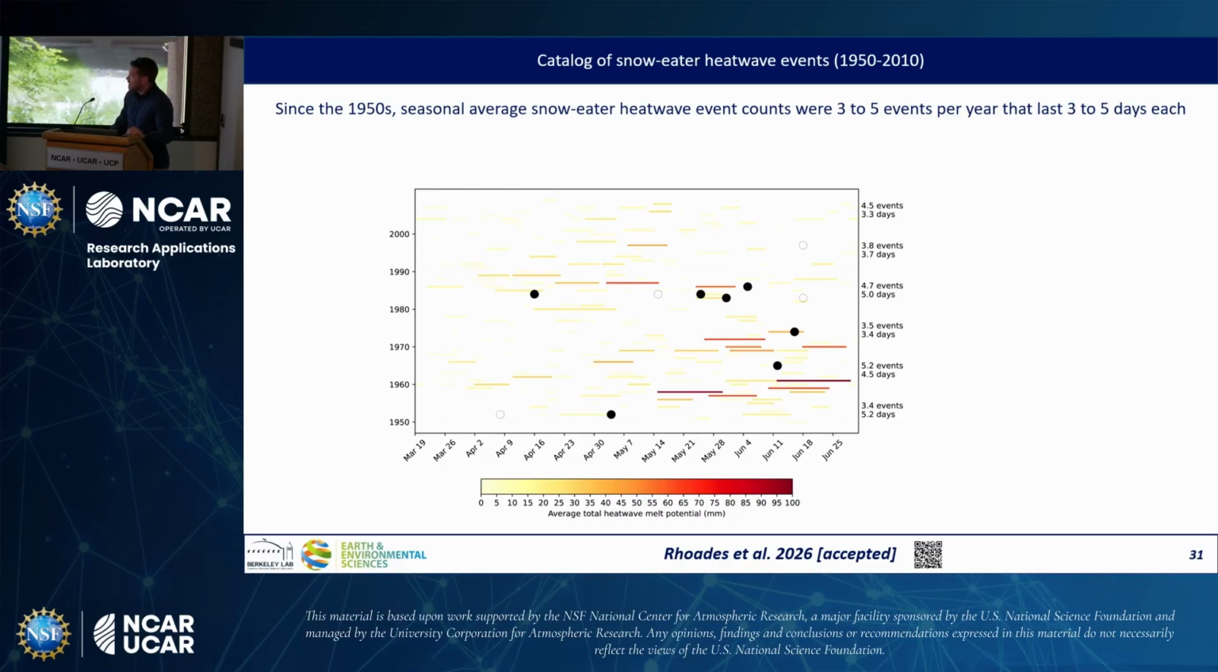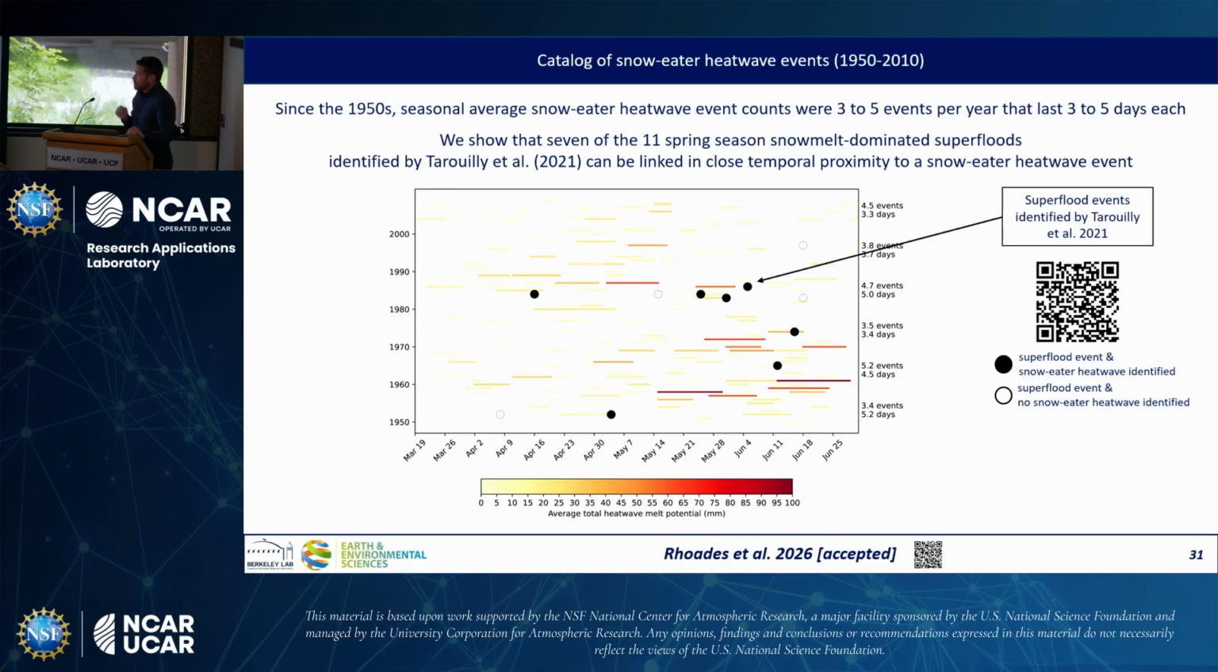And what's overlaid here are these superflood events identified by Trulli et al. in a really nice 2021 paper, and that's why we went back to 1950 to 2010, since they identified superfloods over that same time frame. The bold dots would be superflood events that coincide within a day or a couple of days of when we identified a snow heat wave event.